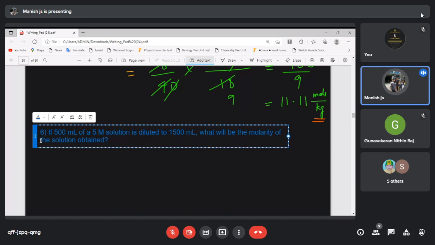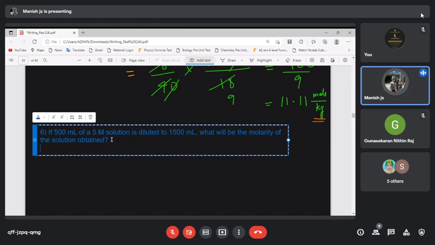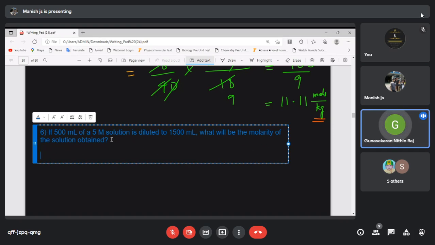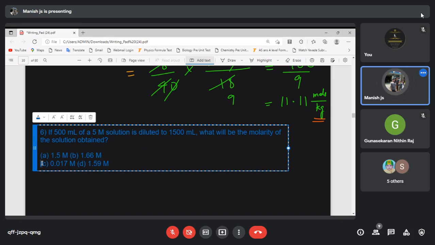500 ml of a 5 molar solution, if diluted to 1500 ml, what will be the molarity of the solution obtained? M1 V1 equal to M2 V2. Yes, the molar equivalence relationship has to be used. Use the molar equivalence relationship and then find the answer. Who can tell me the answer? I'll give you the options.